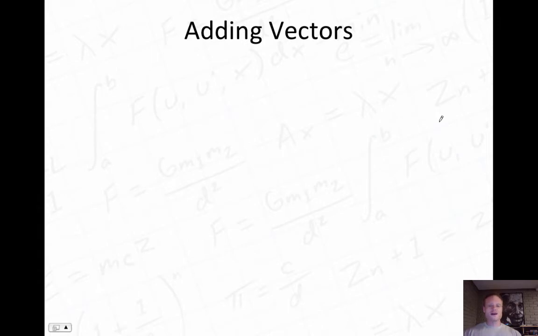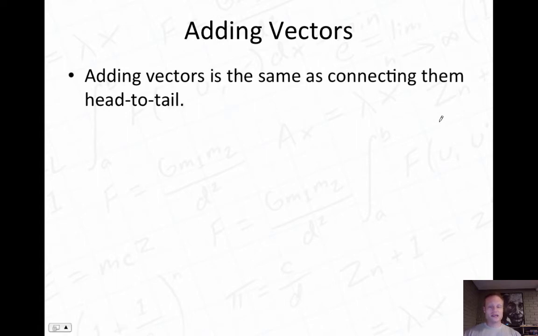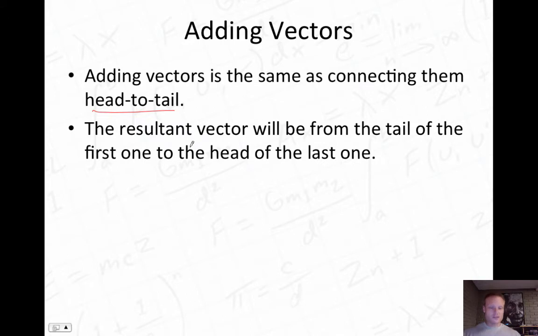All right, so let's say you have multiple vectors and you want to add them. Adding vectors is real simple. Basically, you connect them in a chain from head to tail. You just keep connecting them, head to tail, head to tail, head to tail. Once they are all connected, the result will form one large vector called the resultant, and it starts from the tail of the first vector to the head of the last one.